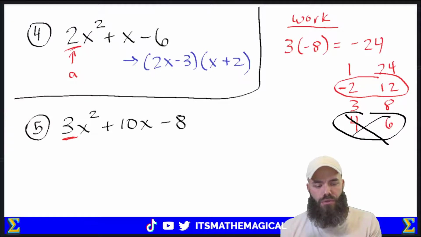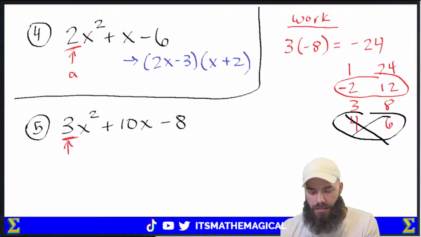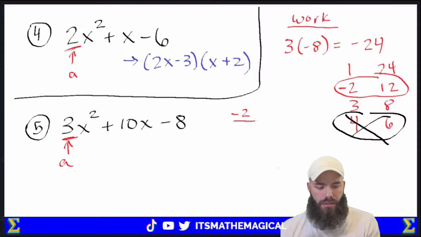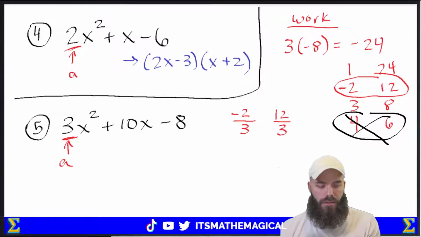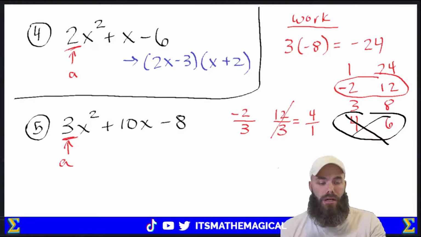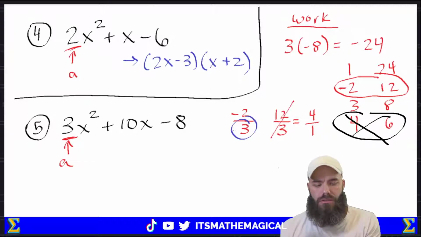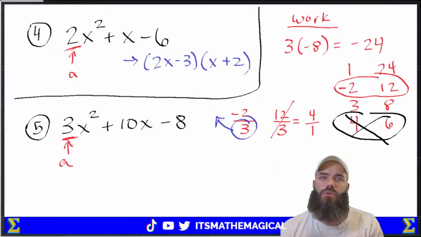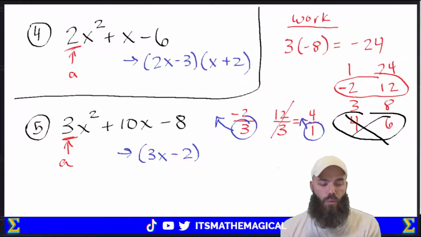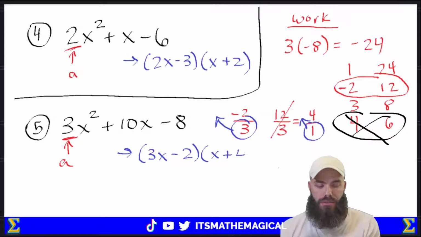All right, so take -2 and 12, divide those by a. A is 3, so I got -2/3 and 12/3. Well, 12/3 reduces to 4/1. Now I bring my bottom up. Bottoms up, bottoms up. Throw your hands up and give it a variable. So we got 3x minus 2. And then over here in this second fraction, we got 1x plus 4.